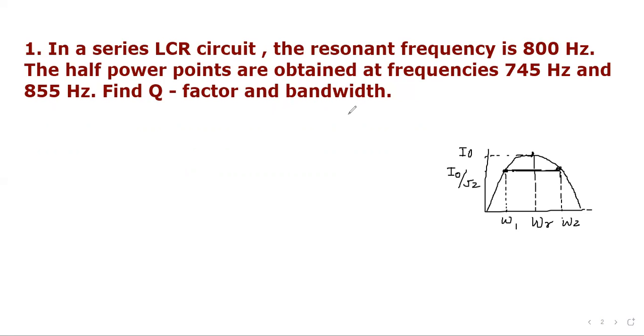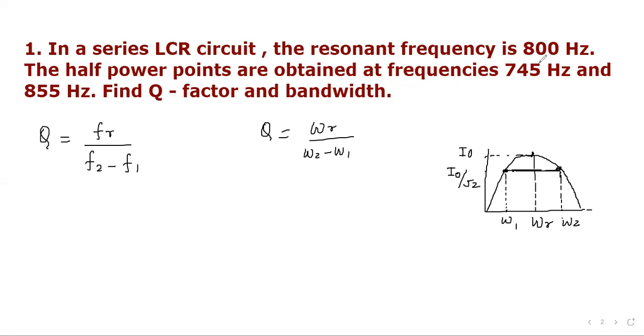So Q factor, Q is equal to, in terms of frequency, Fr divided by F2 minus F1. This can be also written as Q equal to omega R divided by omega 2 minus omega 1. So that will involve 2 pi and 2 pi will get cancelled. That's why it can be written Q equal to Fr divided by F2 minus F1. We can put the values.